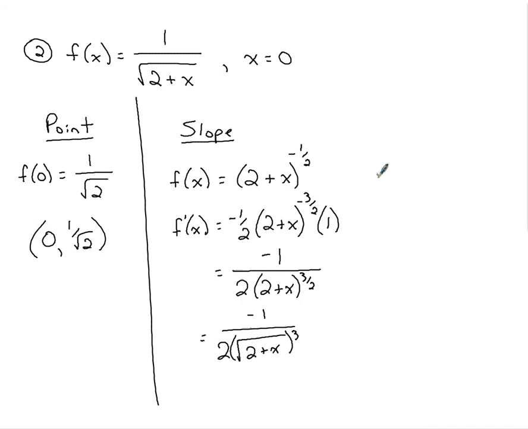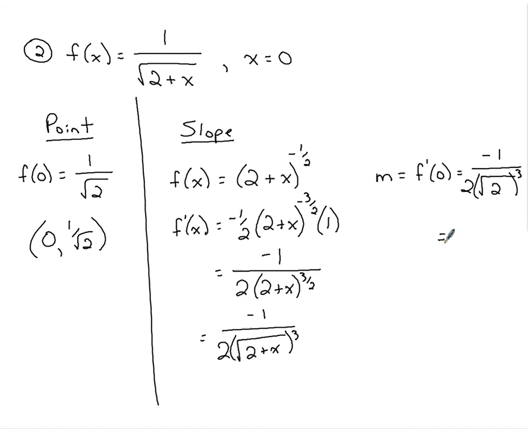We need to find the slope. So the slope will be found at this particular point by taking 0, our x value, and plugging it into the derivative. So when we plug in, we'll have negative 1 over 2 times the square root of basically 2, right? All of that cubed, right? Okay, so that's kind of a mess here.